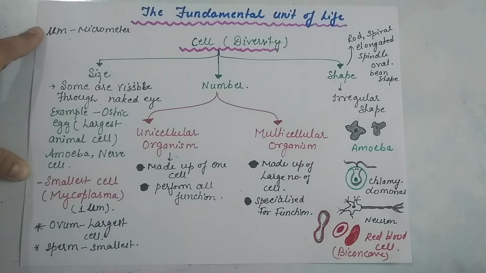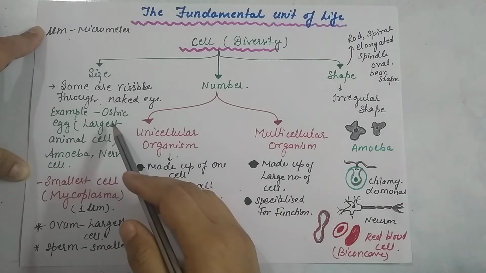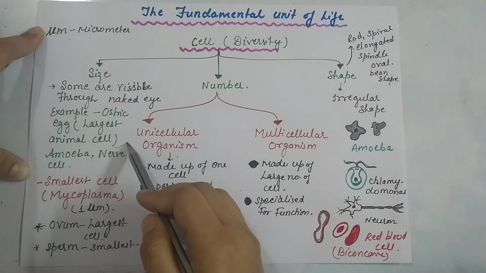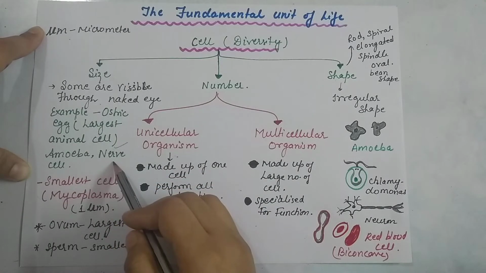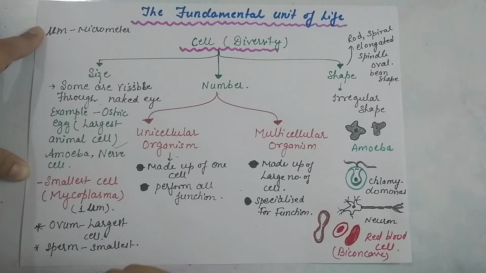Some cells are visible to the naked eye. We don't need any microscope to see these cells. For example, the ostrich egg cell is the largest animal cell. Amoeba and nerve cells are also cells we can see with the naked eye.